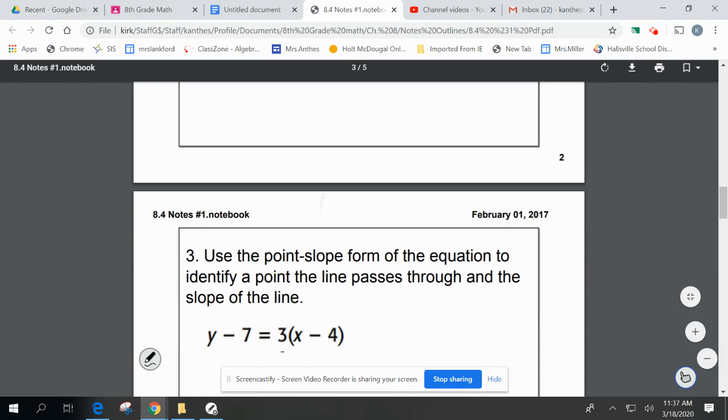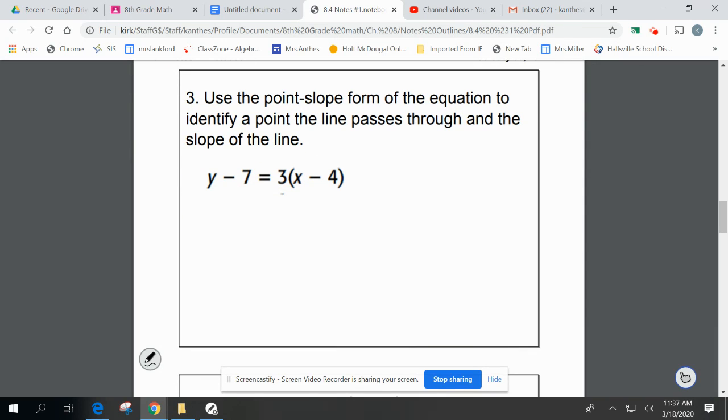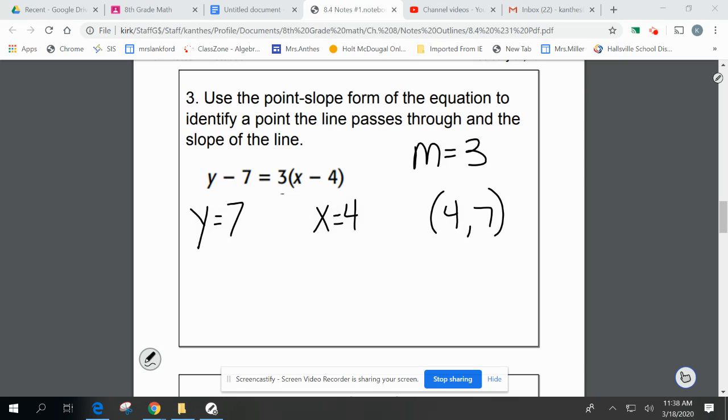Doing the same thing on number 3. Identify the slope. M is 3. My y value, I take the opposite value that's there. So y is 7. And then my x value would be positive 4. So my point would be 4, 7.